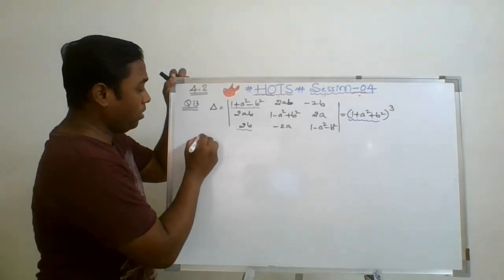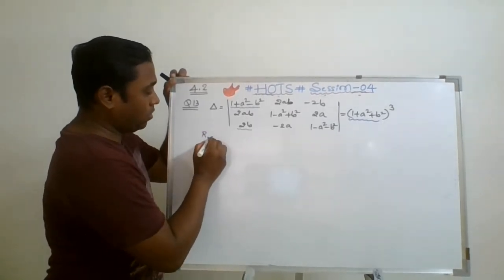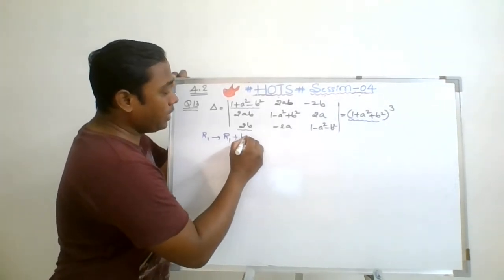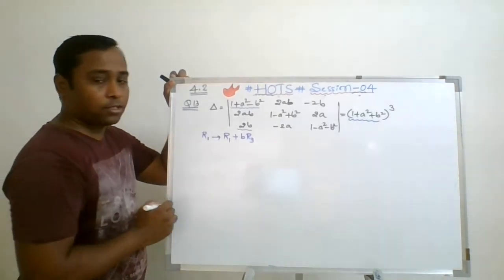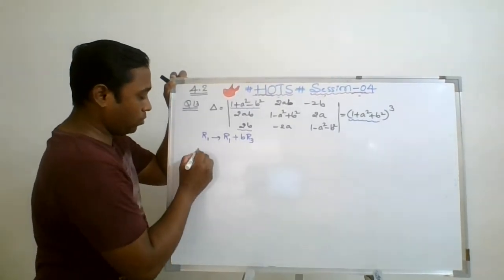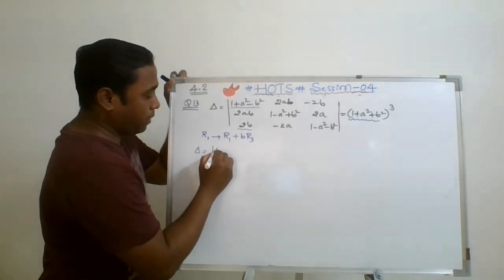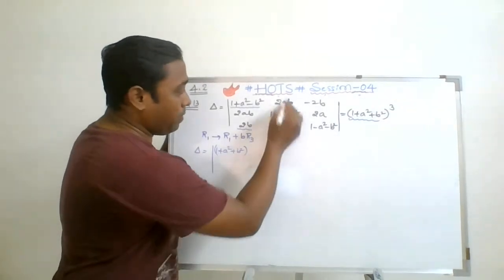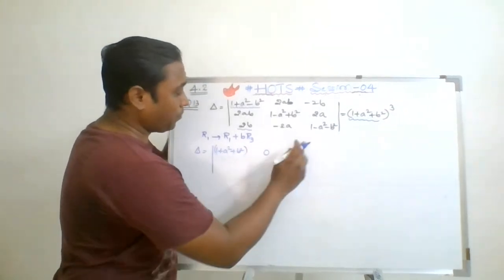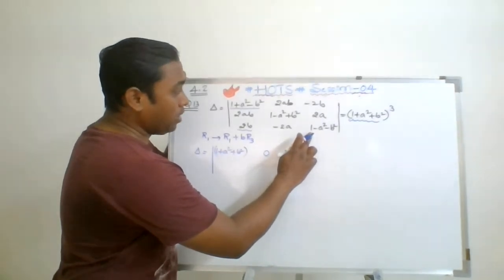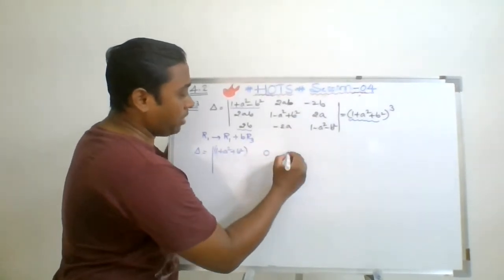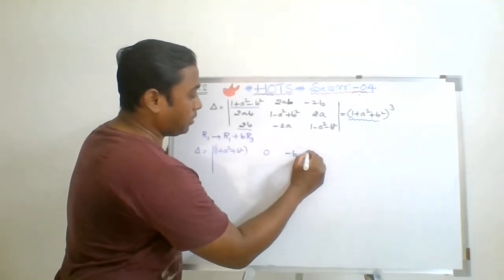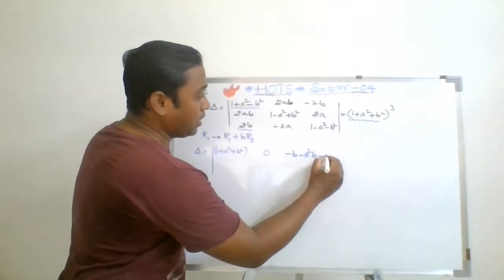What I am going to do here, R1 I am going to change. How am I going to change R1? R1 plus b times R3. This is the first operation. So I am changing R1. So I am writing first what that R1 is. It becomes 1 plus a square plus b square. And the second element would be 0, if I do this with b, so minus 2b plus b becomes minus b, and then it would be minus a square b minus b cube.